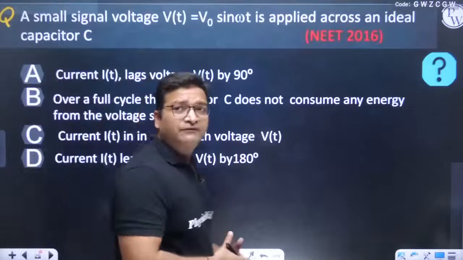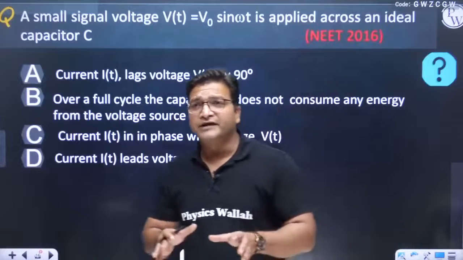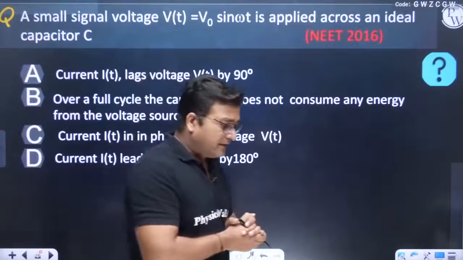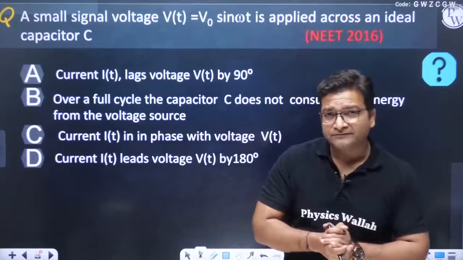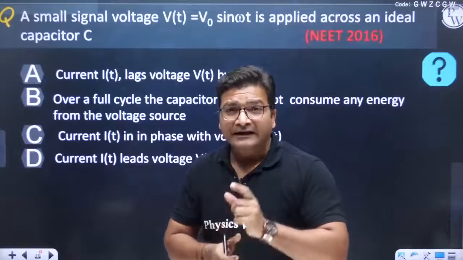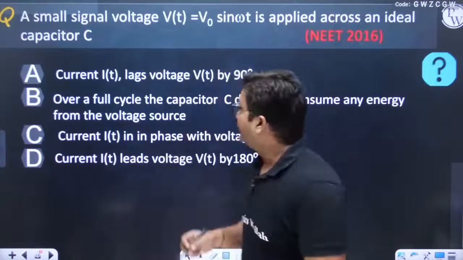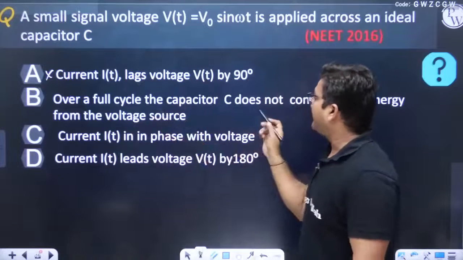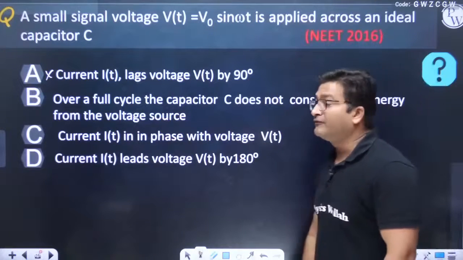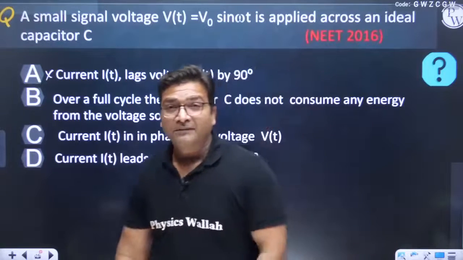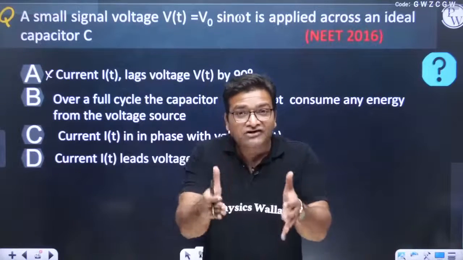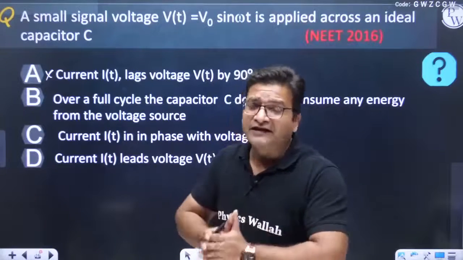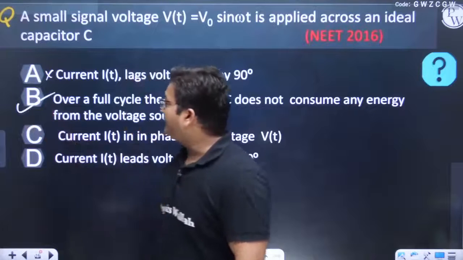So, we have this question where they say a small signal voltage is applied across an ideal capacitor. What will happen? In an ideal capacitor, we know the current leads voltage by 90 degrees. Here it is written that it lags voltage by 90 degrees. It is wrong. Over a full cycle, the capacitor does not consume any energy from the voltage source. That is true, because the average power is 0. If average power is 0, the net energy in over one cycle would definitely be 0. So, B is the perfect choice.